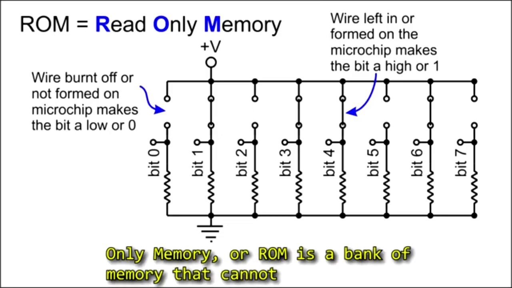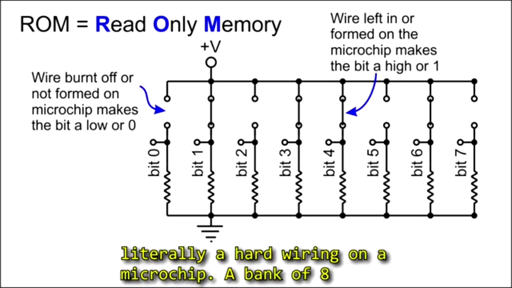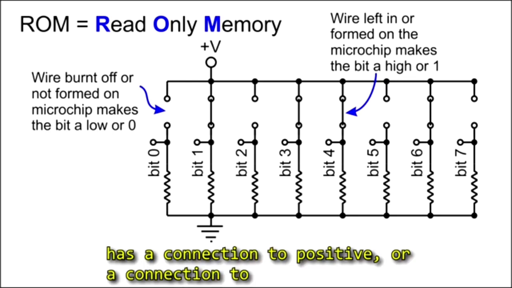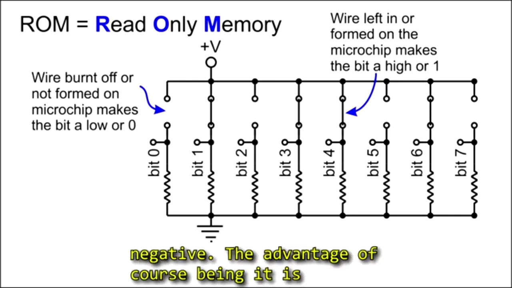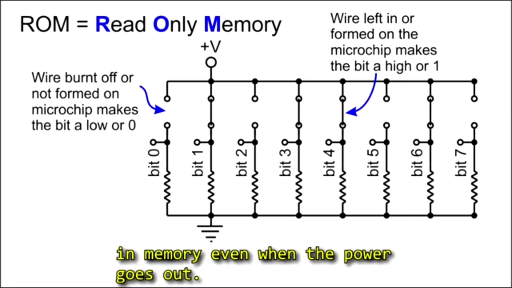Read-only memory, or ROM, is a bank of memory that cannot be written to. It can only be read. Now, often this is literally hardwiring on a microchip. A bank of 8 wires makes up a byte of memory. Each bit has a connection to positive or a connection to negative. The advantage, of course, being it is non-volatile. That is, you have the numbers stored in memory even when the power goes out.